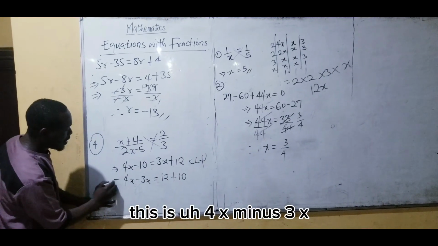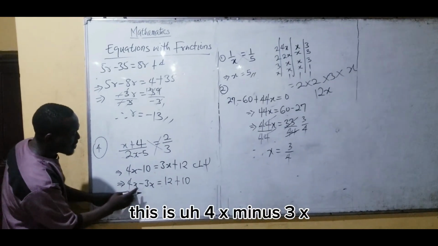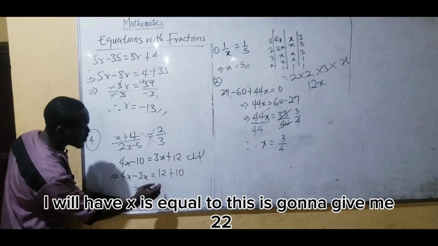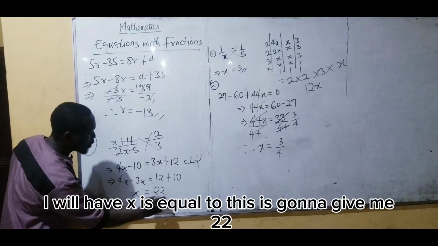This is 4x minus 3x, I will have x is equal to, this is going to give me 22, and that is my final answer.